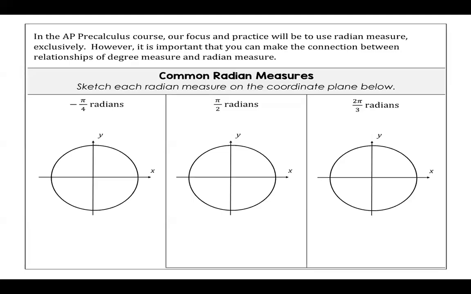I tricked you. There's more to part B. It's on the back. Just flip over the paper. We're going to be talking about common radian measures. These are the ones that you're going to have memorized because these are going to go on our handy dandy unit circle. First, we're going to learn it in parts.